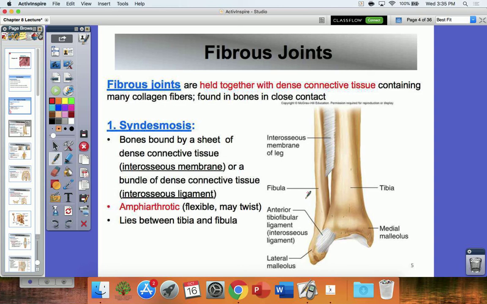And it also has this interosseous ligament, and a ligament is the connective tissue that binds together bone to bone. So we have ligaments and we have tendons, which is something we'll talk about later. A tendon is going to bind a bone to a muscle, and with a ligament, it binds bone to bone.